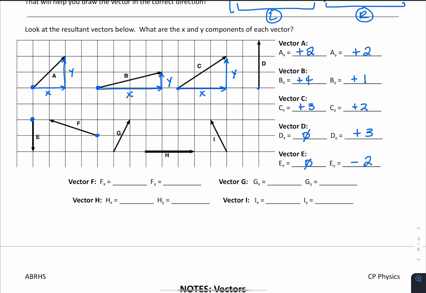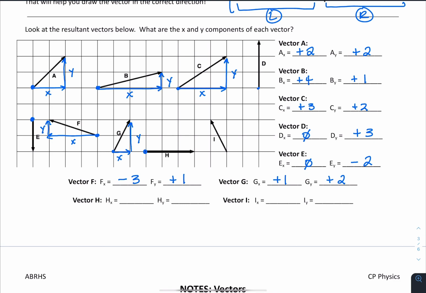All right, for F, these are always hard for me to draw backwards. All right, we're going to add this component to this component. We have X and Y. All right, so we're going to get a negative X this time because it goes to the left, negative 3, and a positive 1 for Y. For G, comes over and then up. So we have X and Y, and we get positive 1 for X, positive 2 for Y.